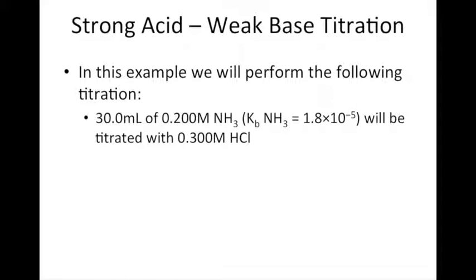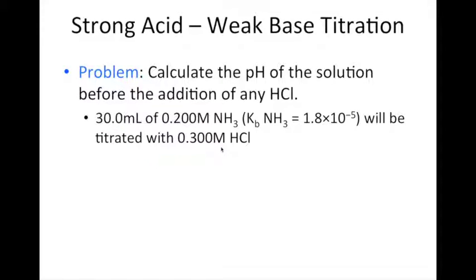So in this example, we're going to be looking at a titration like this. We would start out with 30 milliliters of our 0.200 molar ammonia. So we have our weak base in our flask. Here's the Kb for ammonia. And we're going to be titrating 0.300 molar HCl. Now, here's our problem. We want to calculate the pH of our solution before we begin adding any of our HCl. So before I go through it, pause the video and see if you can calculate the pH before the addition of any HCl. Look at the steps we just went over and give it a try. Pause the video.